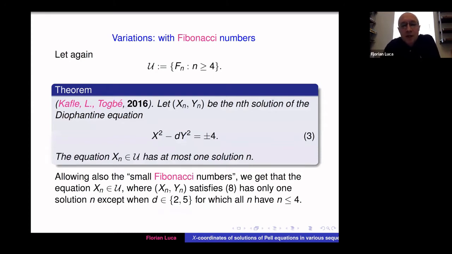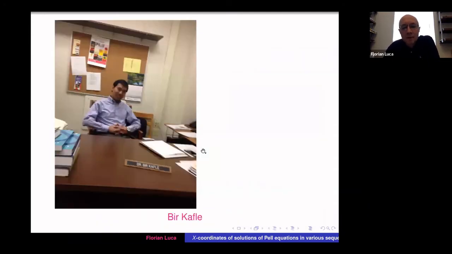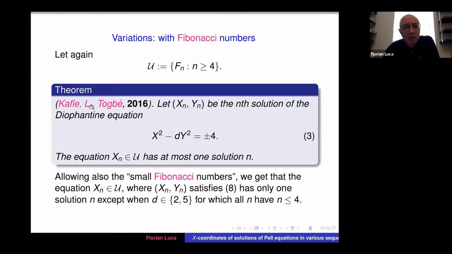Variations with Fibonacci numbers. Oh, you can do other variations. You can replace the plus minus 1 by the plus minus 4, and then you get the same idea that this equation has at most one solution n if you assume that you're working only with large Fibonacci numbers, which are at least 3. If you allow also 1 and 2, of course, you get a few other solutions for small d. And this is joint work with Alain Togbe, which appeared before, and Bir Kafle.